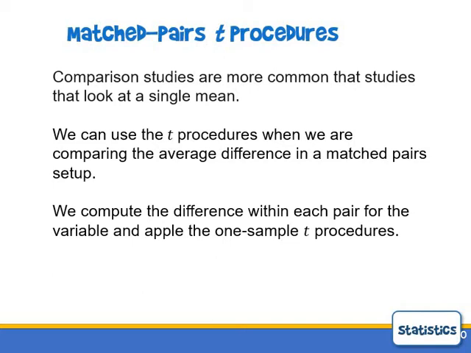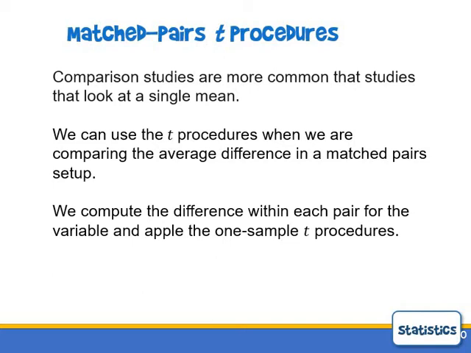We compare two different sample means from different groups, which are good for experiments and comparison studies. And it says here it's more common in the real world to do experiments and comparison studies instead of looking at a single mean. But there's one type of experimental study where we can actually use these same procedures, and that's matched pairs.